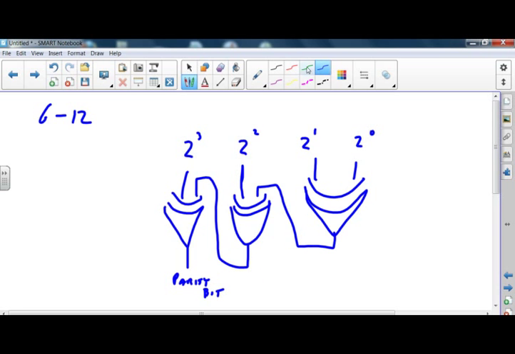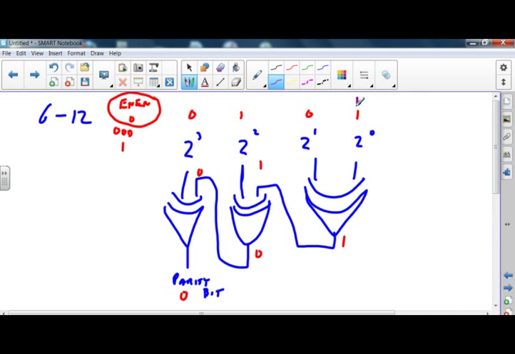Okay, so we take something: 1, 0, 1, 0. If I have even parity, I should get a 0 out. If I have odd parity, I should get a 1 out. The 1 and 0 gives me a 1. The 1 and 1 gives me a 0. The 0 and 0 gives me a 0. I probably have even parity.